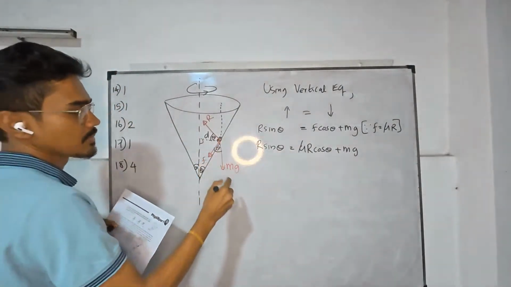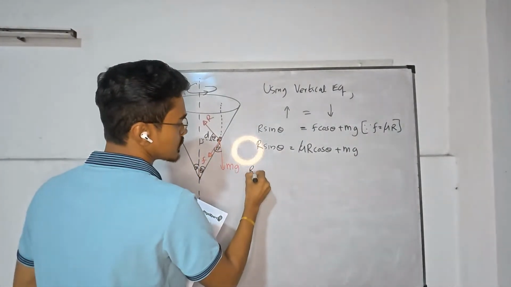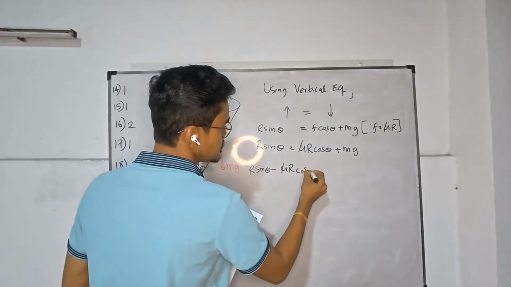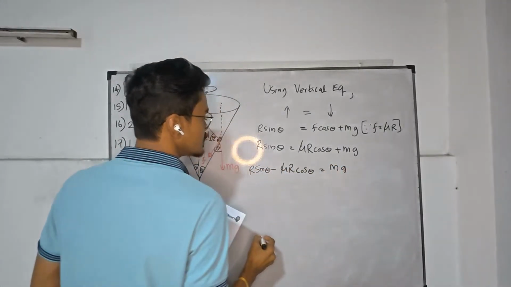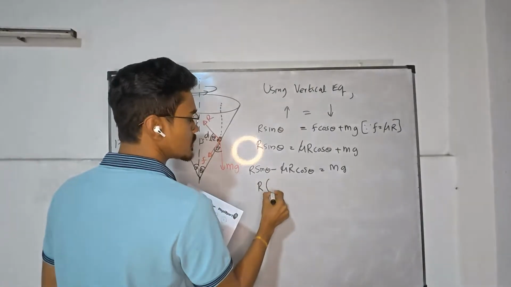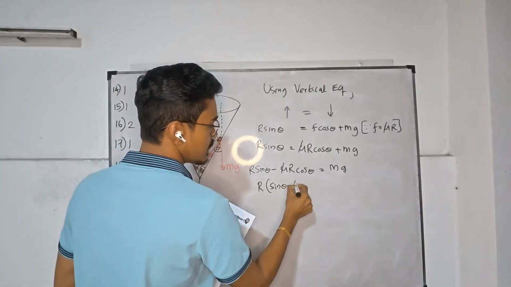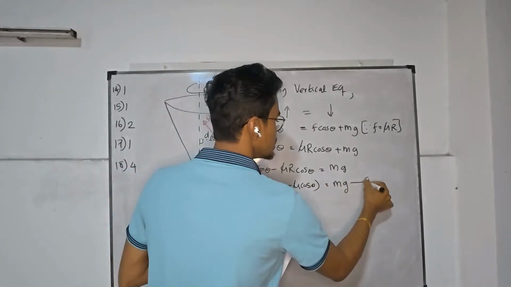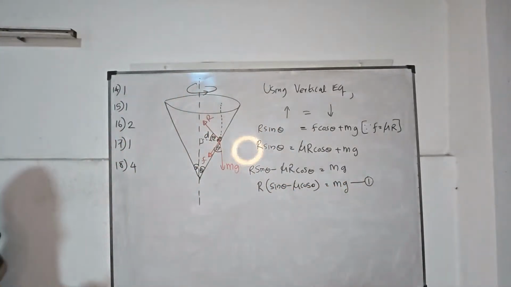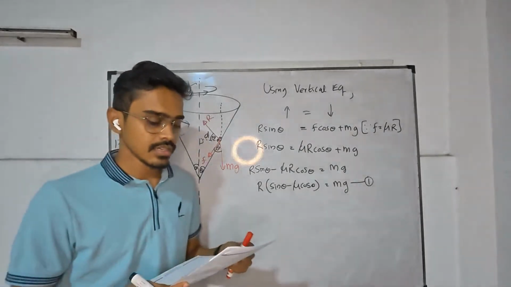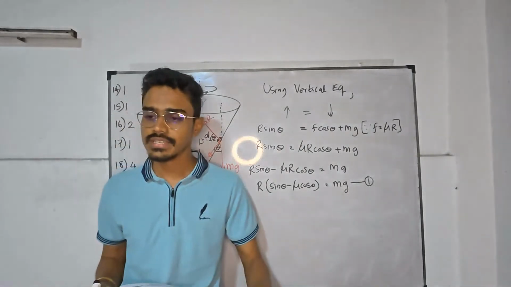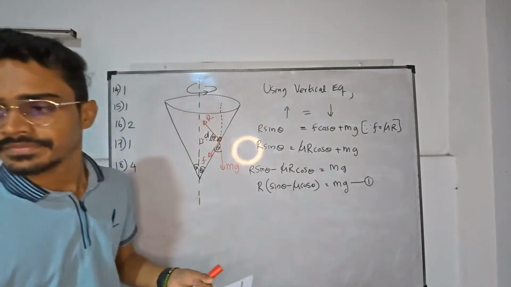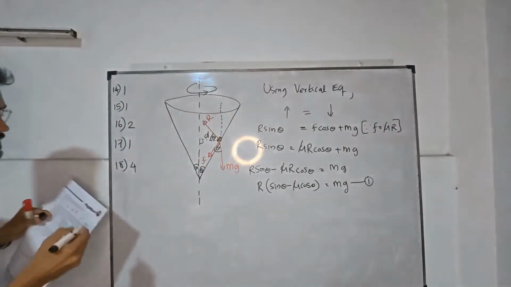R is common, no? So I'm going to take this to the other side and take R out. This is R sine theta minus mu R cos theta equals mg. So if R is taken out, R times (sine theta minus mu cos theta) equals mg. I will keep this as equation 1. Right? Then the only thing left to do is applying F equals ma towards the center.